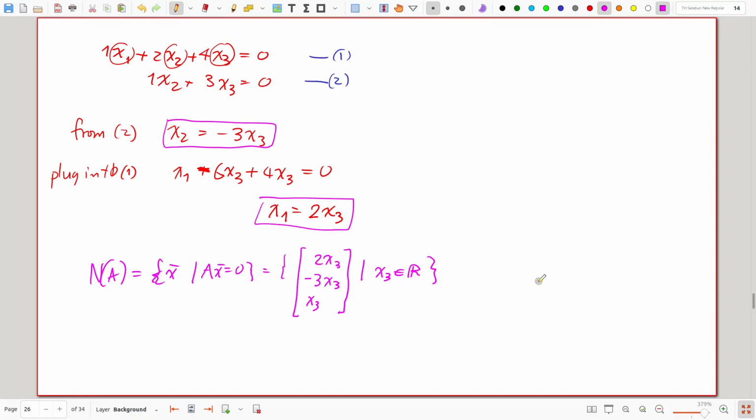Okay, how can you see that it's a line? Let me write it in the other way. So let me rewrite these vectors this way. Let me take out x3. x3 is a real number, right? So you have this vector, right? And you scale it by x3. Okay? So this is the vector, and this is the set of all scalings of this vector. So it looks like a line. Okay, do you see now? If you don't see that this is a line, you're in deep trouble. Okay?